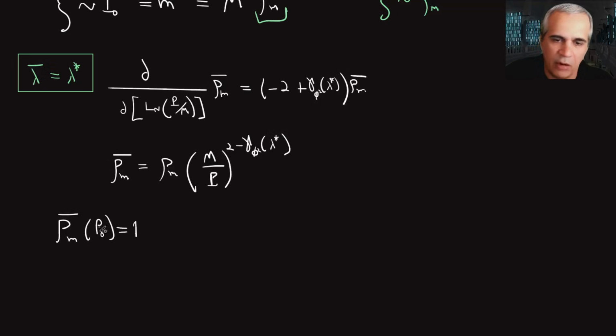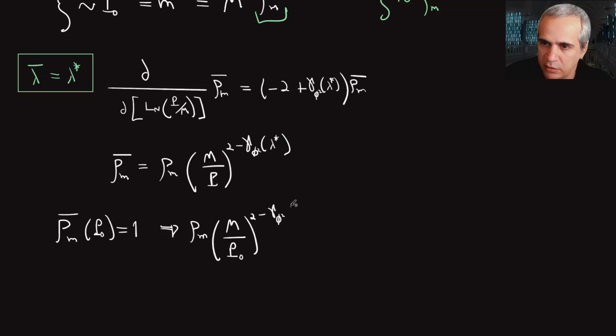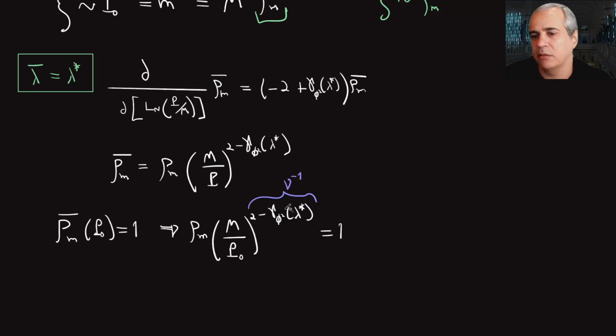If I do this and calculate the size of this P0, now I have to solve for this. That means that rho m over P0 to the power 2 minus gamma of phi star should be 1. And now I want to solve for P0. But before, I want to rename 2 minus gamma as nu to the minus 1. And then I can solve this. It's easy, just raise everything to the power of nu, and then I get P0 is equal to rho m to the power nu times m.